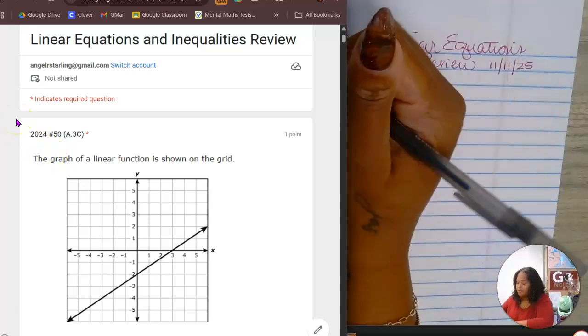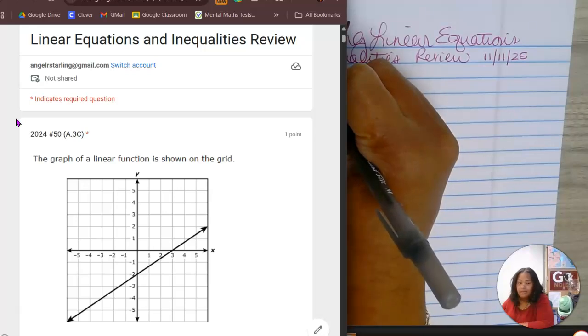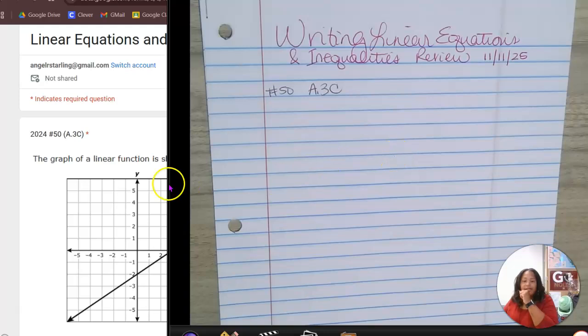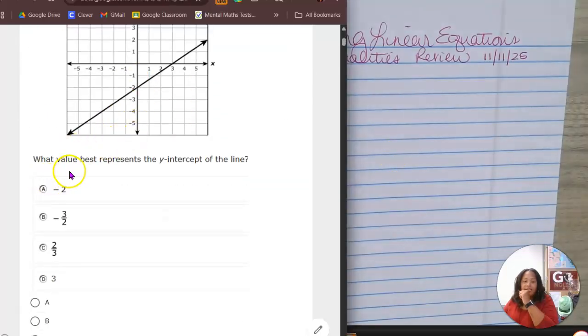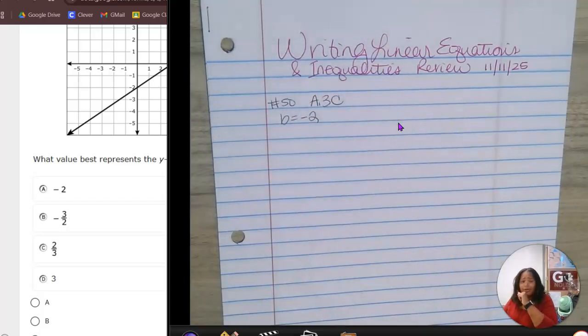This is question number 50, and the TEAG is A3C. So I'm writing it down, and this covers the y-intercept. This is just locating the y-intercept right here, which is -2. So B is -2, and that's really all you need to do for that one.